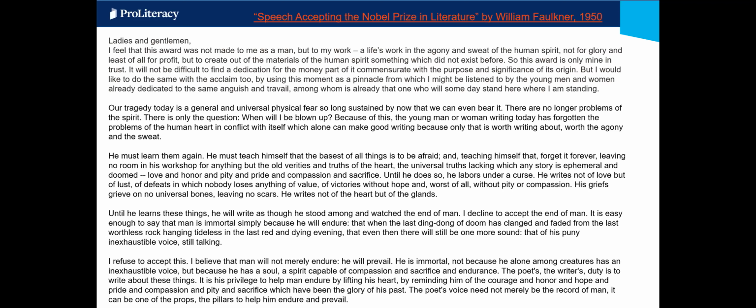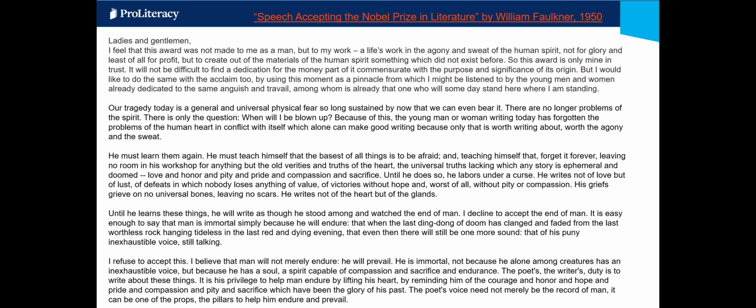And it's not just his voice, it's not just his language. Because, as we see in the last paragraph, I refuse to accept this. I believe that man will not merely endure, he will prevail. He is immortal, not because he alone among creatures has an inexhaustible voice, but because he has a soul, a spirit capable of compassion and sacrifice and endurance. The poet's, the writer's duty is to write about these things. It is his privilege to help man endure by lifting his heart, by reminding him of the courage and honor and hope and pride and compassion and pity and sacrifice which have been the glory of his past. The poet's voice need not merely be the record of man, it can be one of the props, the pillars, to help him endure and prevail.